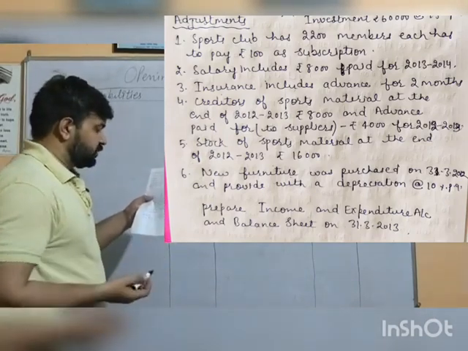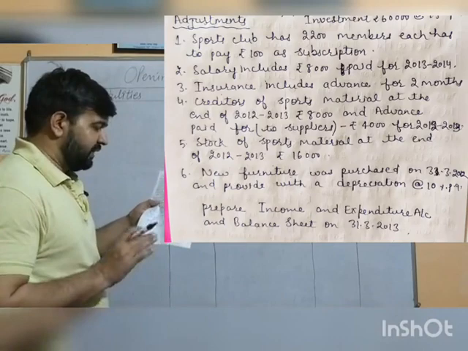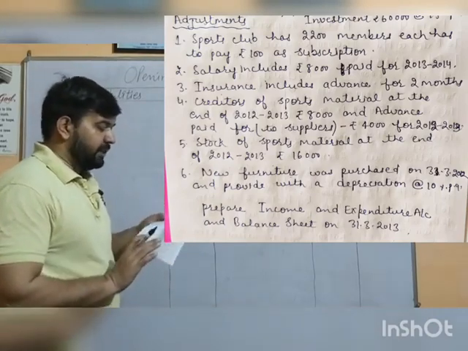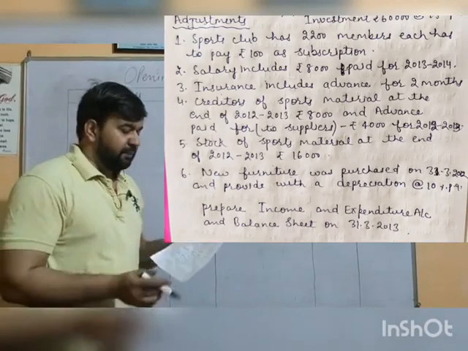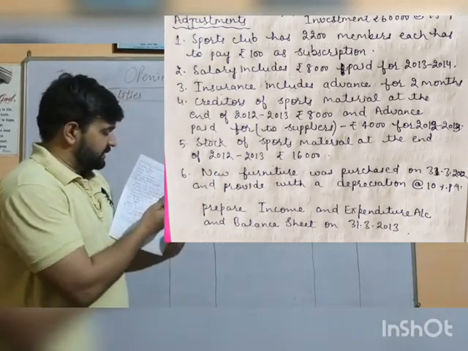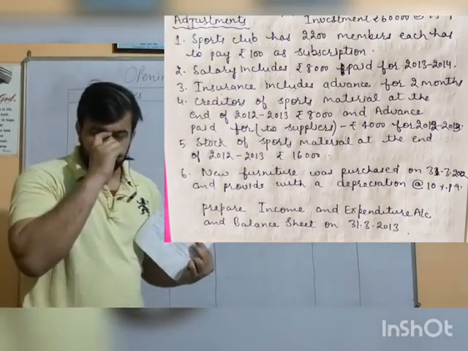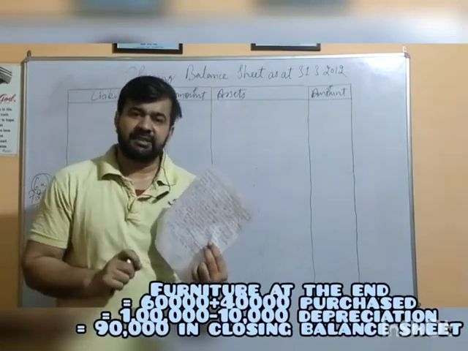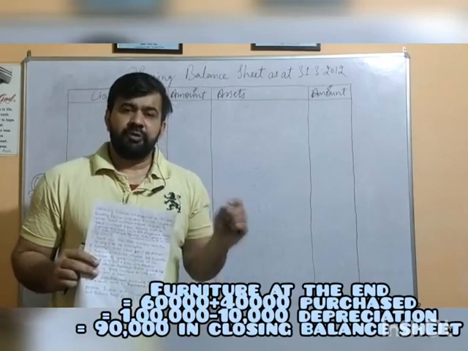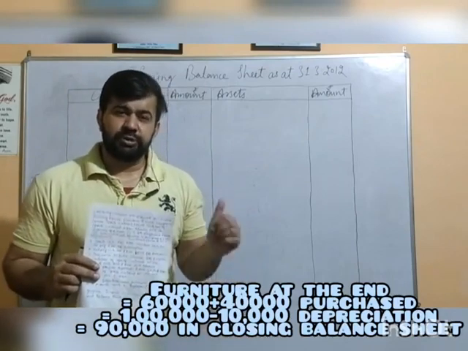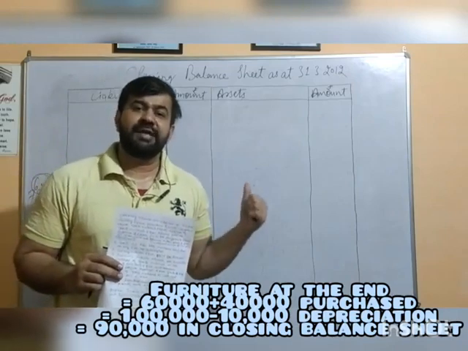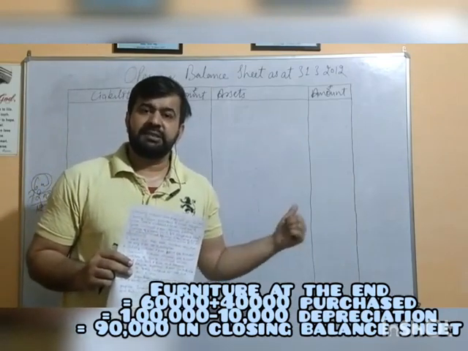Then new furniture was purchased at the beginning of the year, that is 31st March 2012, and provided with depreciation at 12%. You know what? In the beginning we had furniture of rupees 60,000. During the year we purchased 40,000. At the end we should have 1 lakh rupees furniture less depreciation at the rate of 10%. So that 10,000 is to be shown on the expenditure side of the income and expenditure account, and the remaining 90,000 we will show as an asset on the closing balance sheet asset side.